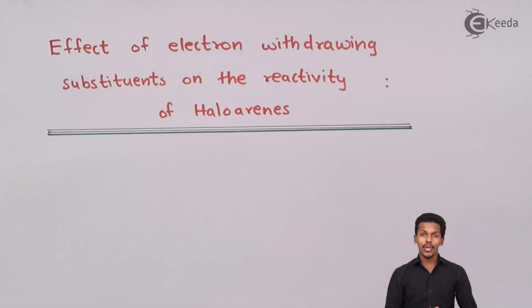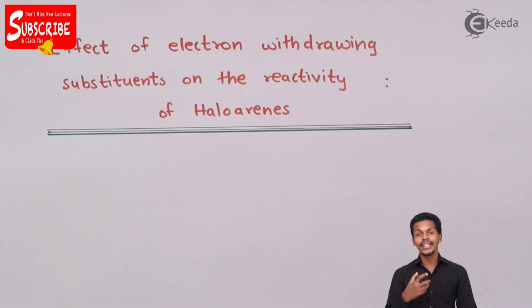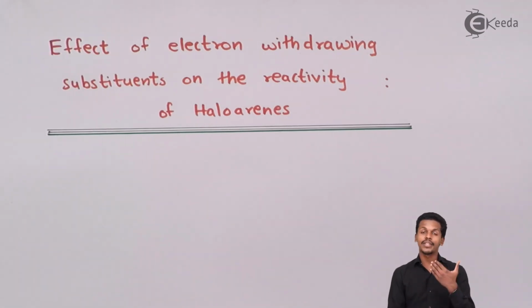In this lecture I am going to talk about how electron withdrawing groups play a very effective role in increasing the reactivity of aryl halides, when they are attached at the ortho position or the para position with respect to the halogen atom attached to the aromatic ring. So the first thing is what happens if the electron withdrawing groups are attached at the ortho and para positions with respect to the halogen atom attached to the carbon atom. So let us talk about that.